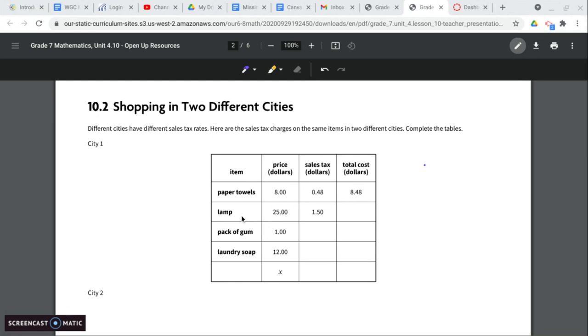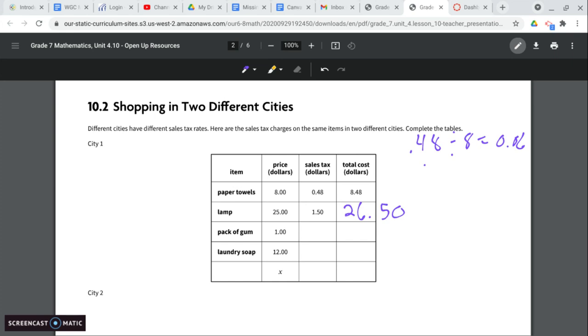$8.48. The lamp is $25. The sales tax is $1.50, so the total cost would be $26.50. Now, to figure out what this sales tax is, if we take the 0.48 and divide it by 8, we will get 0.06. So that is what our percent is. So it's a 6% sales tax.